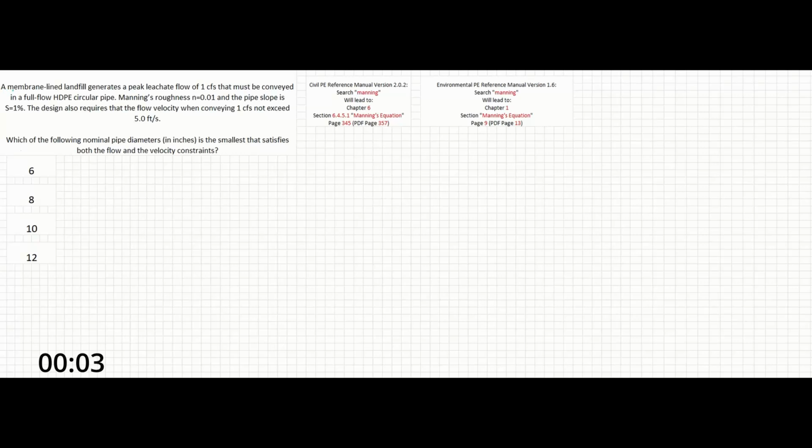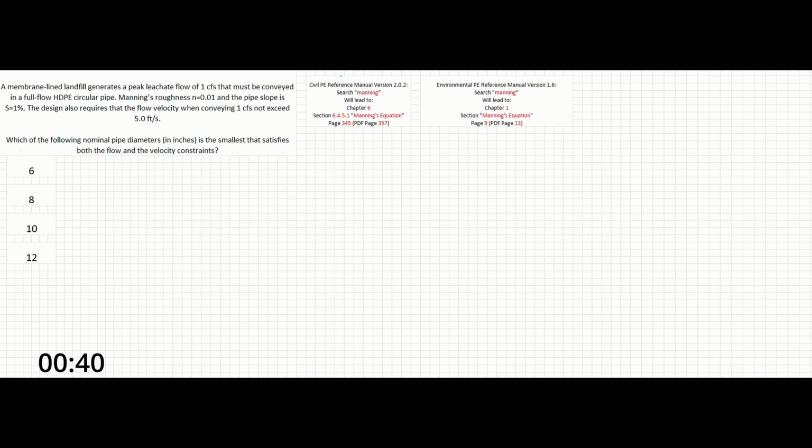In this problem, a membrane-lined landfill generates a peak leachate flow of 1 CFS that must be conveyed in a full-flow HDPE circular pipe. Manning's roughness n equals 0.01 and the pipe slope is 1%. The design also requires that the flow velocity when conveying 1 CFS not exceed 5 feet per second. Which of the following nominal pipe diameters in inches is the smallest that satisfies both the flow and the velocity constraints?